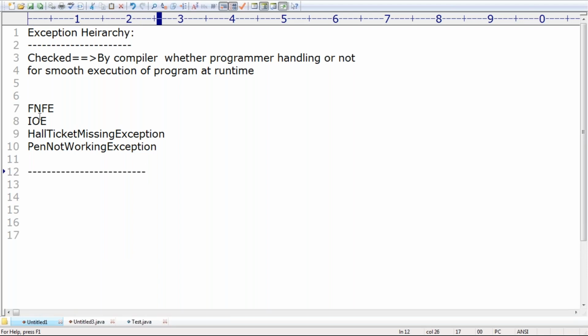You are ready to start your 10th class first day exam. Mother can ask, Durga, whether you are taking the hall ticket or not. Yes, there is a possibility mother can ask. Second, are you taking an extra pen or not? Yes, mother can ask this also, no problem at all, because pen not working exception and hall ticket missing exception are very common things, man.